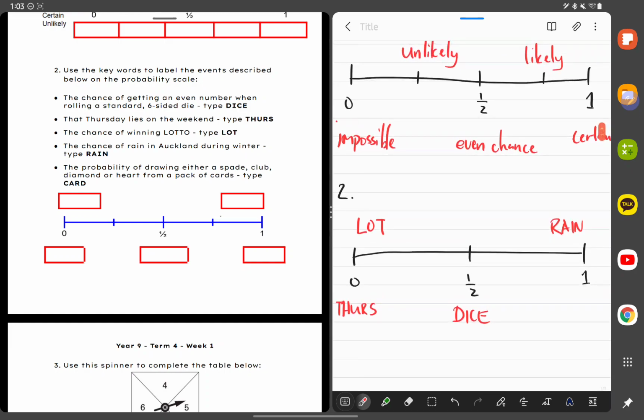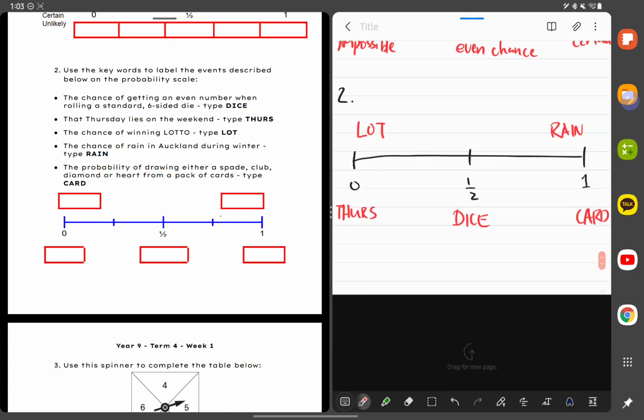The probability of drawing either a spade, club, diamond, or heart from a pack of cards. Those are all 4 possible shapes, or suits if you want to be technical. Card. That is probably even more likely than the chance of rain during winter.